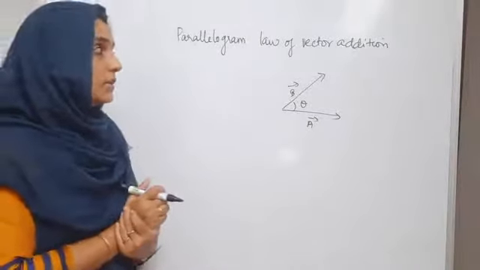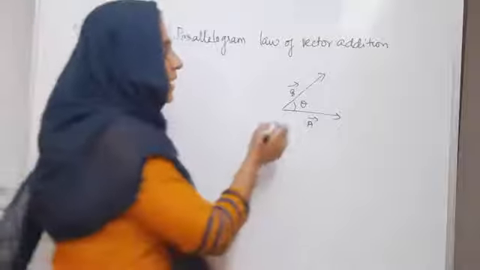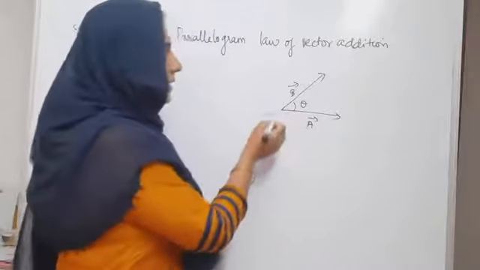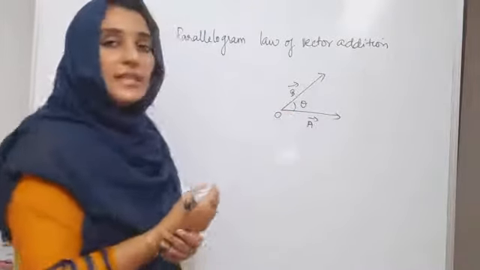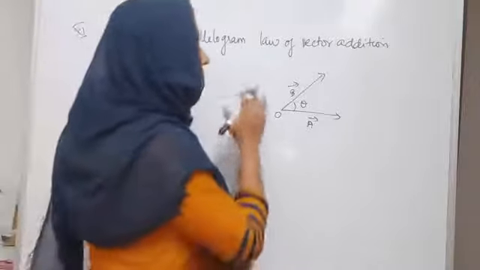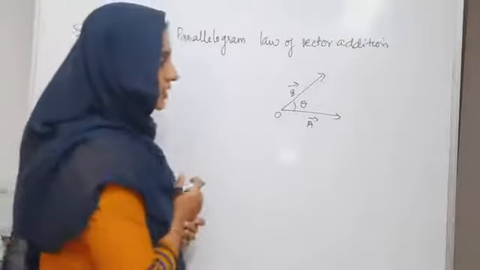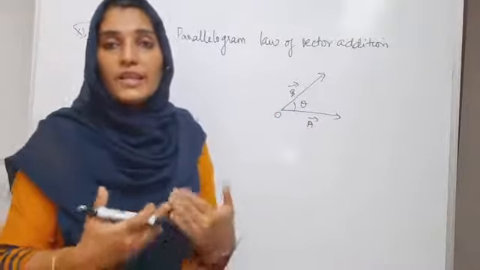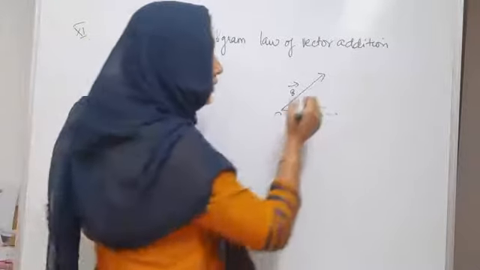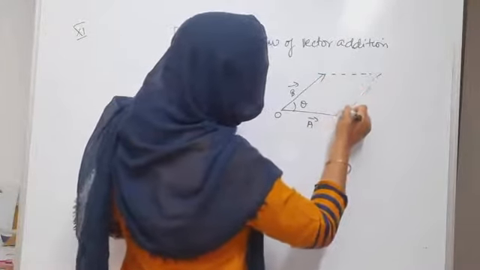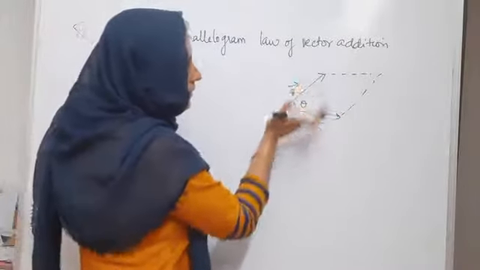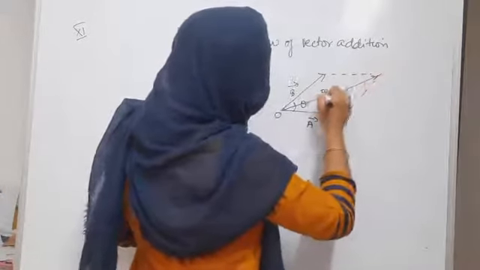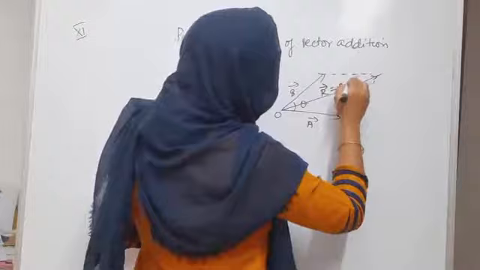So let us see what the parallelogram law of vector addition is. Suppose A and B are two vectors such that they meet at a common point, say O, and theta is the angle between A and B. Then according to the parallelogram law of vector addition, these two vectors acting in two different directions will produce an effect in a new direction, which is obtained by completing the parallelogram, drawing sides parallel to the vector B and parallel to the vector A. You complete the parallelogram, and the diagonal will give you the resultant of the vectors.